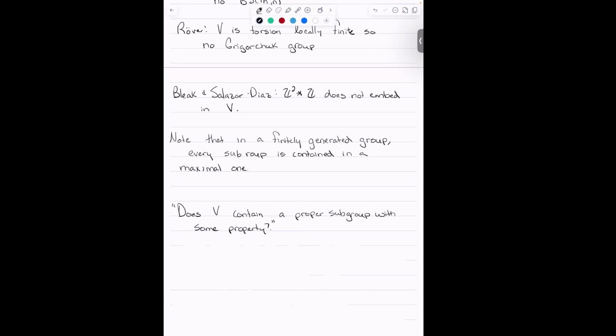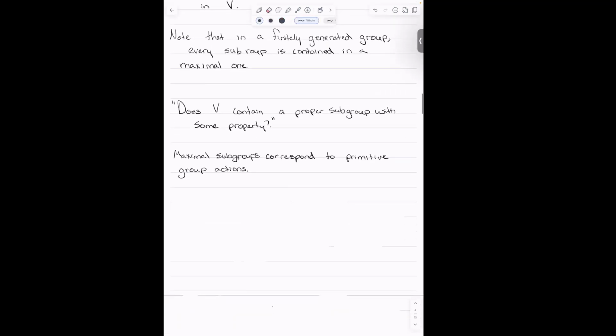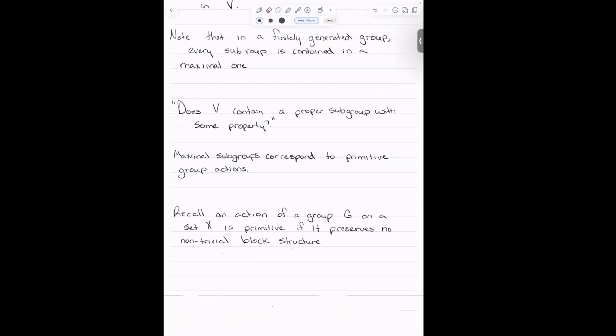But if you're interested in knowing whether a proper subgroup has such a property, especially if it's some property of the action, then you might as well be looking at your maximal subgroups and considering the smaller class of subgroups. Moreover, maximal subgroups also have this great property that they correspond to primitive group actions. These primitive group actions are the building blocks of group actions.